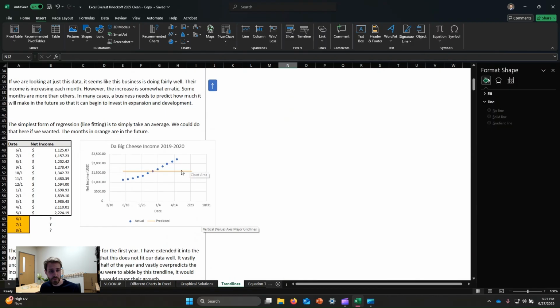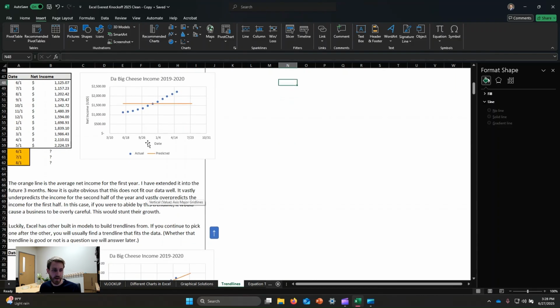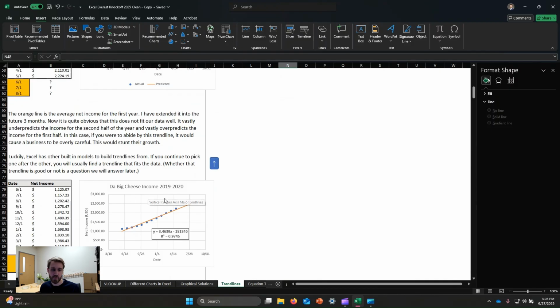The simplest thing you could do is just take the average. That's like the lowest order fit. That's what it's going to be. So early on, you're going to be over predicting. Later on, you're going to be under predicting. Not a great fit, but hey, your income will probably be around that somewhat, right? It's not going to be way off from the average. But maybe we can do a better prediction.